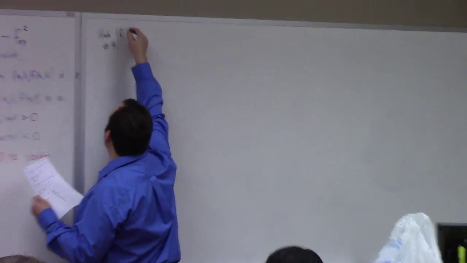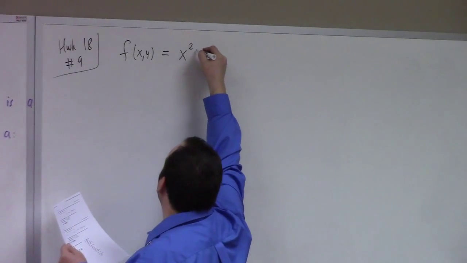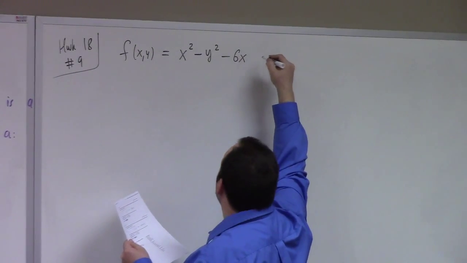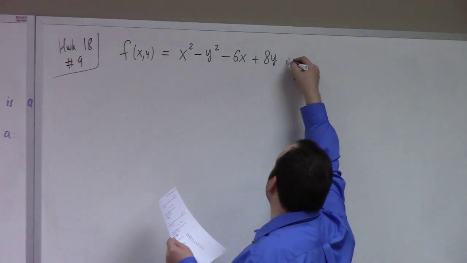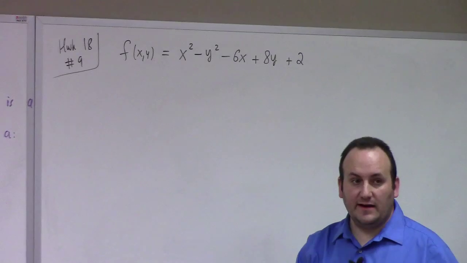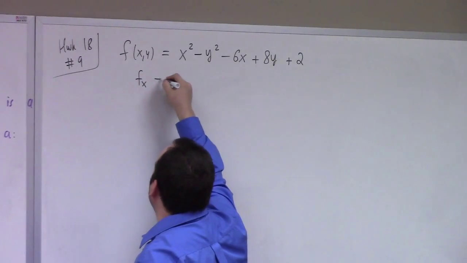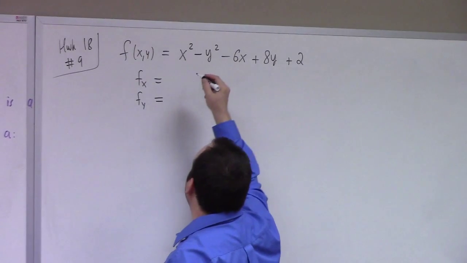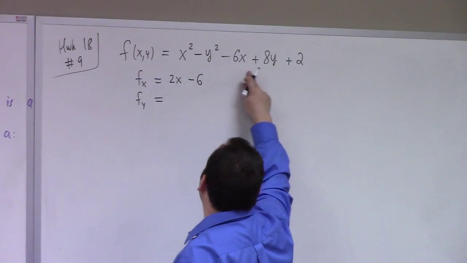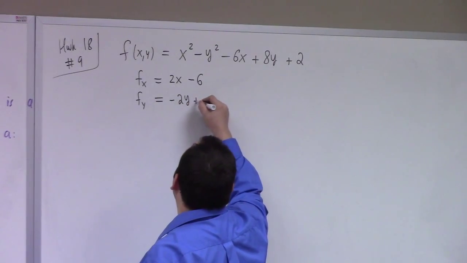18, number 9. So here we have f of x, y equal to x squared minus y squared minus 6x plus 8y plus 2. And you're supposed to find critical points and use the second derivative test to classify any critical points you find. So what's our first order of business? We calculate fx, and we calculate fy. What do we get? 2x minus 6. That's it for the x's, right? How about the y's? Minus 2y plus 8.